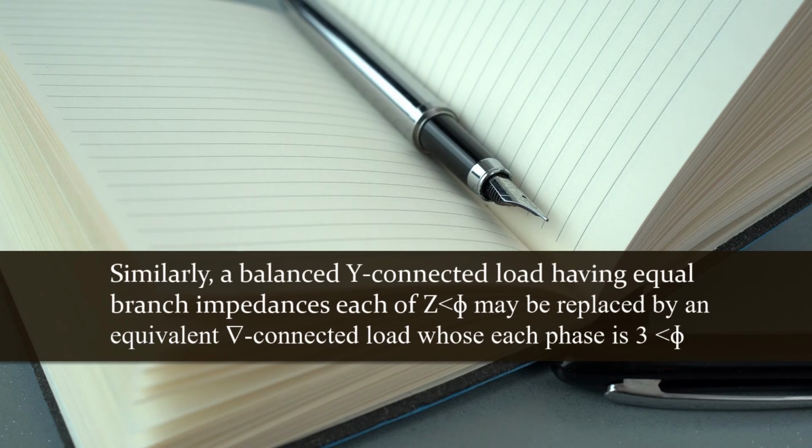Similarly, a balanced star connected load having equal branch impedance, each of Z with angle phi, may be replaced by an equivalent delta connected load whose each phase impedance is equal to 3 times the impedance, that is Z, with phase angle phi. So that means this Z angle phi can be written as 3 times Z angle phi. Now, because we have discussed the star connection and delta connection, for the summary we can compare this star connection and delta connection.